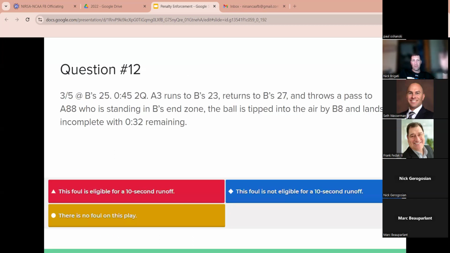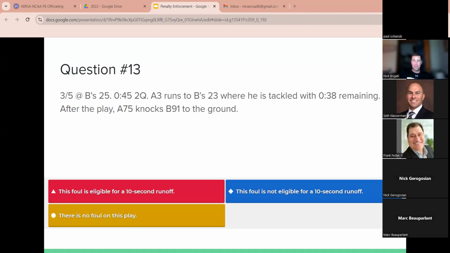So here's an example. I'm just going to do one. 3rd and 5, Bees 25, 45 seconds to go in the second quarter. A3 runs to Bees 23, returns to Bees 27, and throws a pass to A88, who's standing in the end zone. The ball's tipped into the air by B8 and lands incomplete with 32 seconds remaining. This foul does meet our 10-second runoff criteria because it's an illegal forward pass and it's incomplete. If that pass had been caught in the end zone by A88, it would not be subject to the 10-second runoff options because the pass, while illegal, was not incomplete.